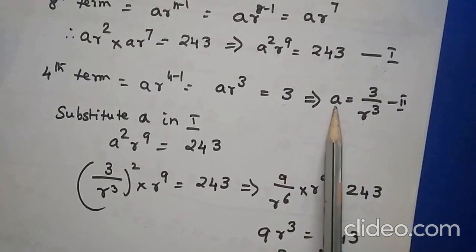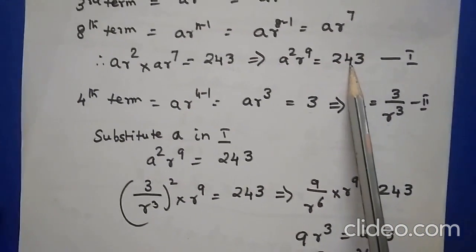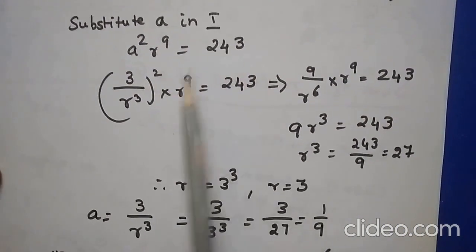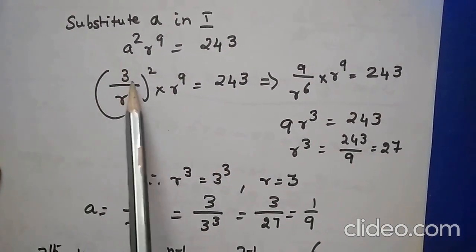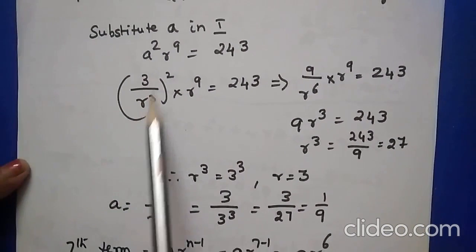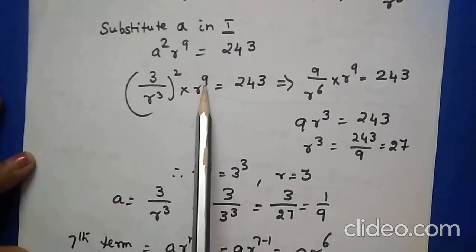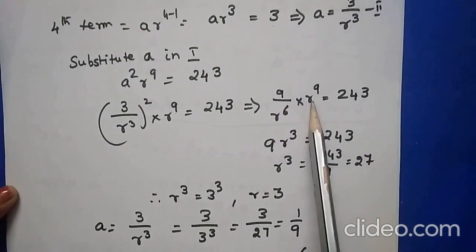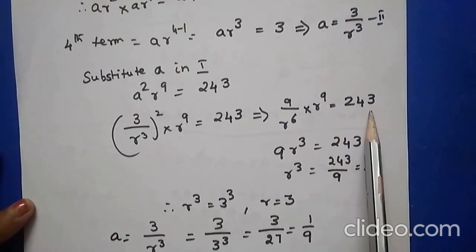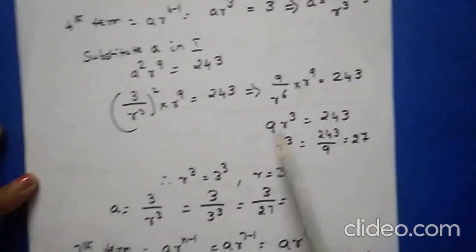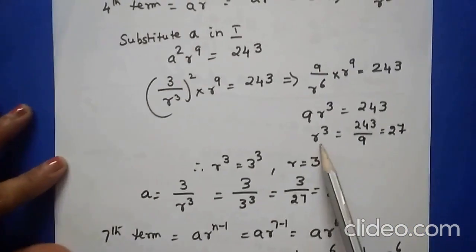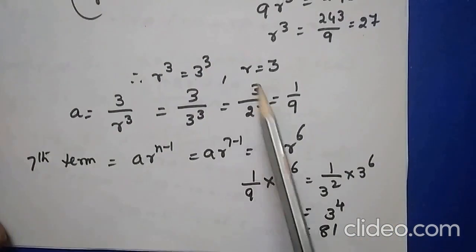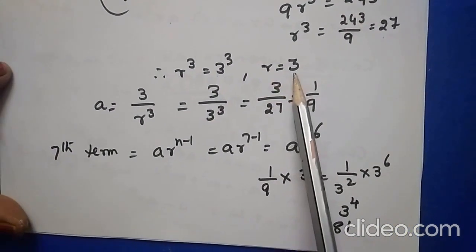Now you are going to substitute the value of a in the first equation. a² r^9 is equal to 243. In the place of a², substitute (3 by r³) whole squared into r to the power of 9. That is 9 by r to the power of 6 into r to the power of 9 is equal to 243. Now it becomes 9r³ is equal to 243. r³ is equal to 27. Therefore, r³ is equal to 3³. r is equal to 3.